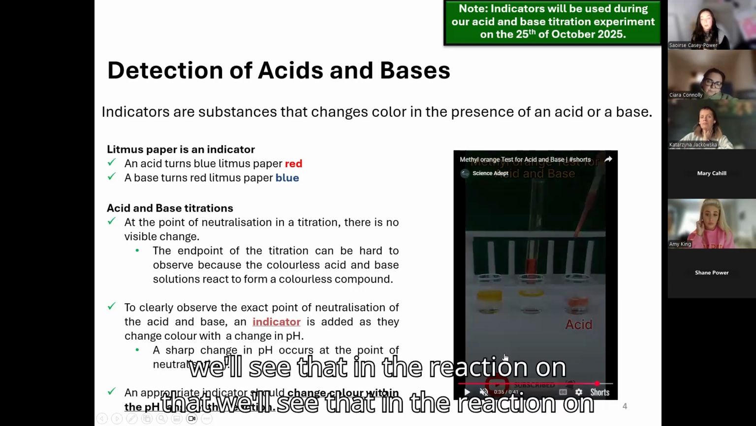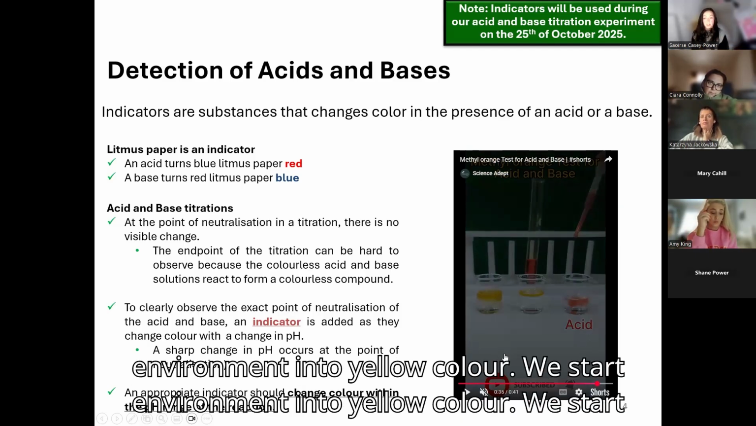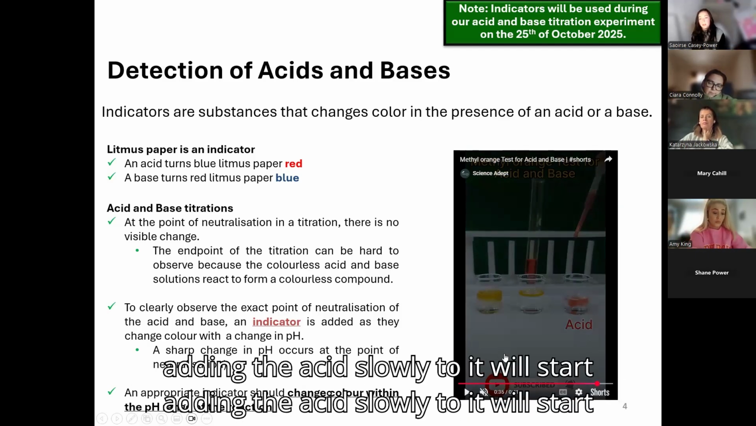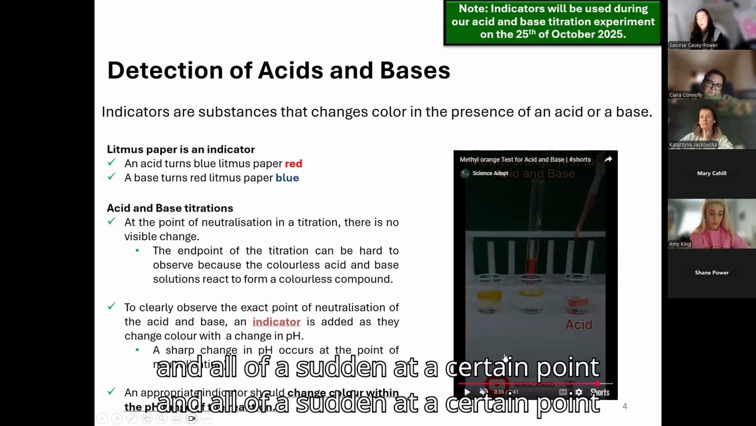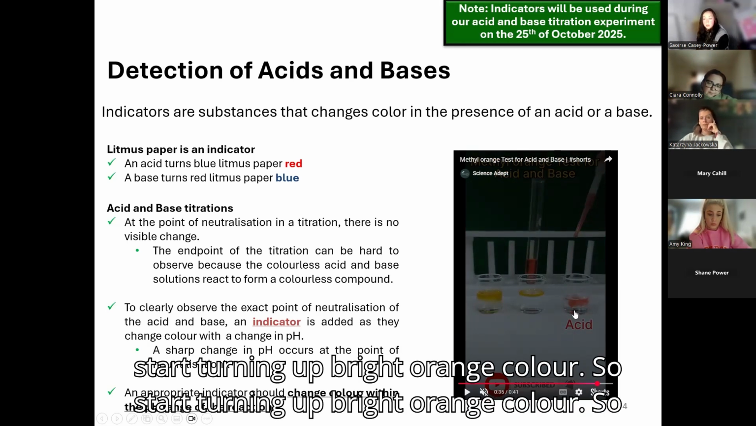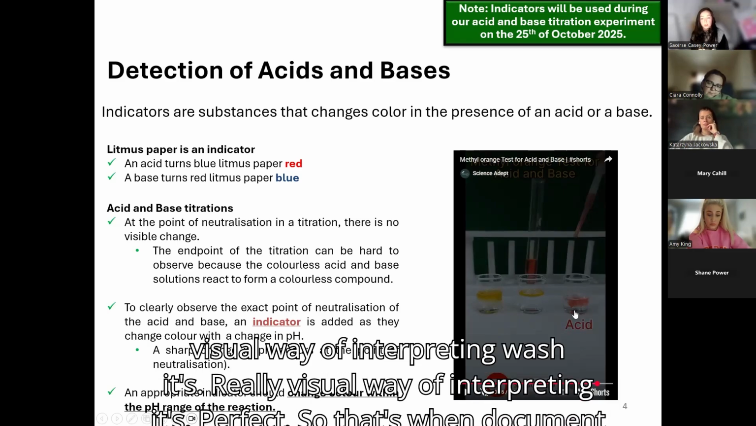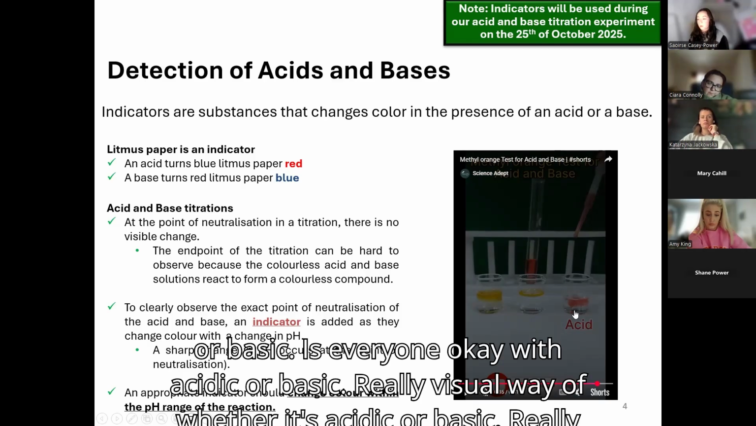We'll see that in the reaction on Saturday, that in a basic environment, it's a yellow color. We start adding the acid slowly to it. We'll start to see the color begin to shift. And all of a sudden, at a certain point, we'll reach the neutralization and it will start turning that bright orange color. So it's a really visual way of interpreting what environment we have, whether it's acidic or basic.